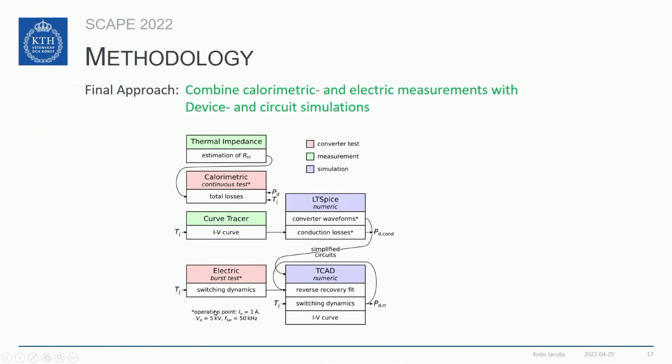Then we did a second test, which is measuring the switching dynamics of our circuit. We also preheat the devices to the junction temperature and then operate the circuit for a very short time. Therefore, self-heating can be neglected here. And then the measurements can be fit to a TCAD model. And the TCAD model helps us to analyze the reverse recovery losses in detail.